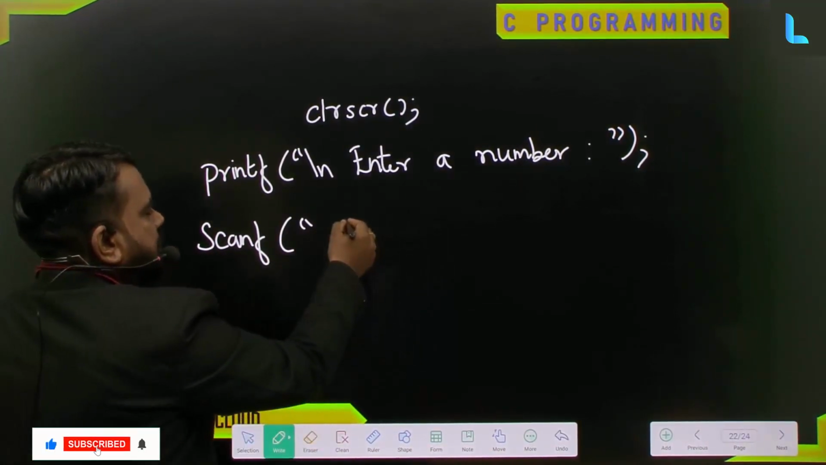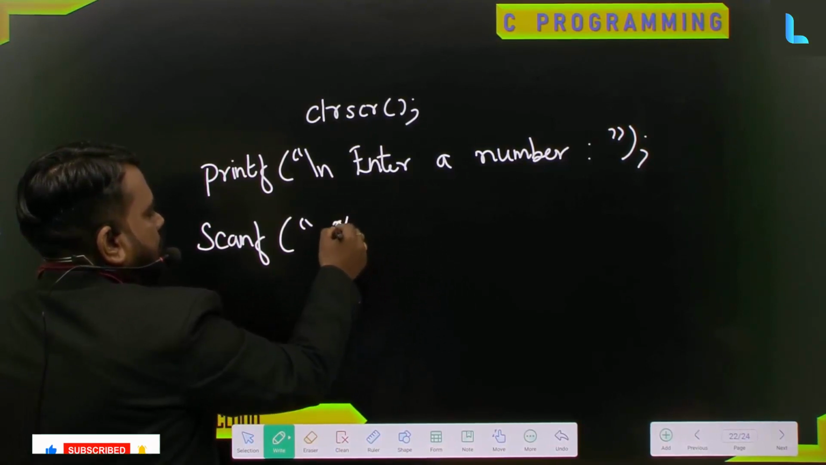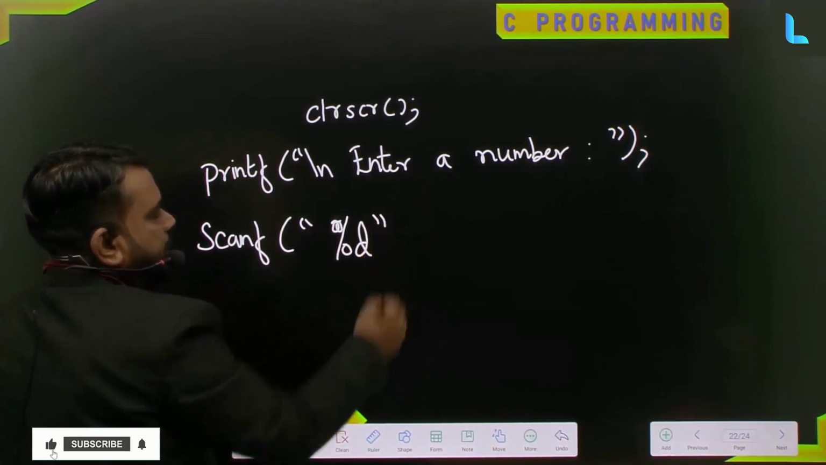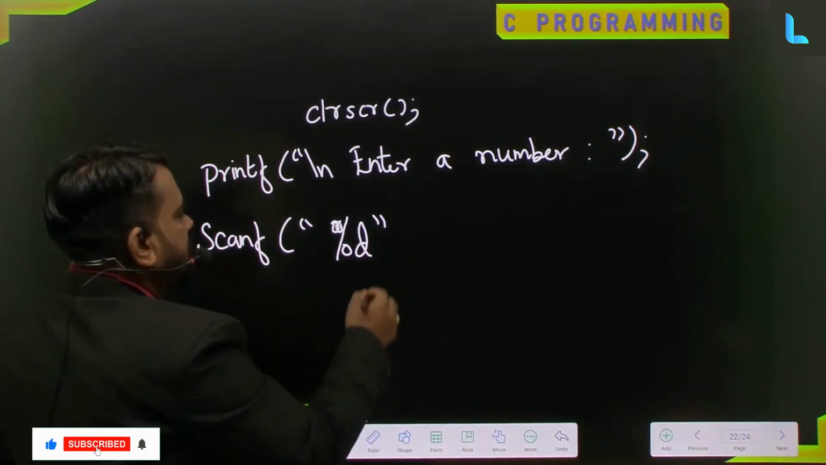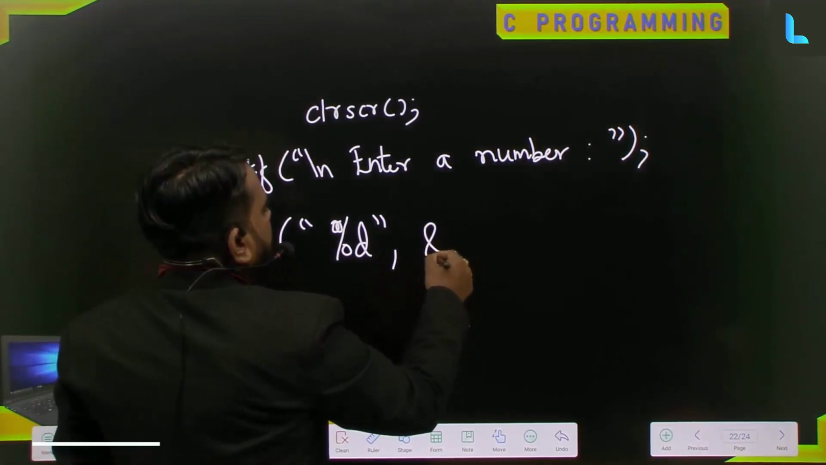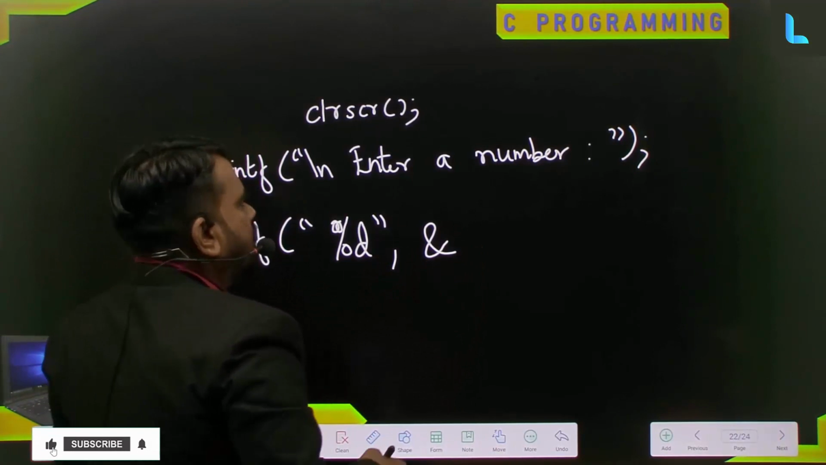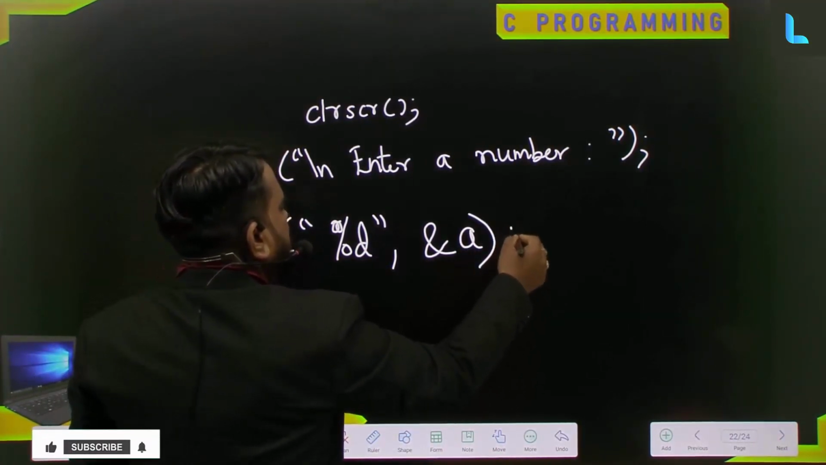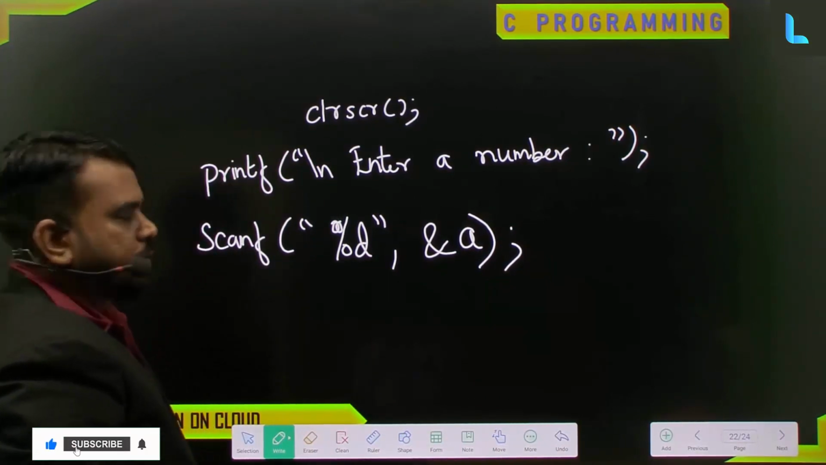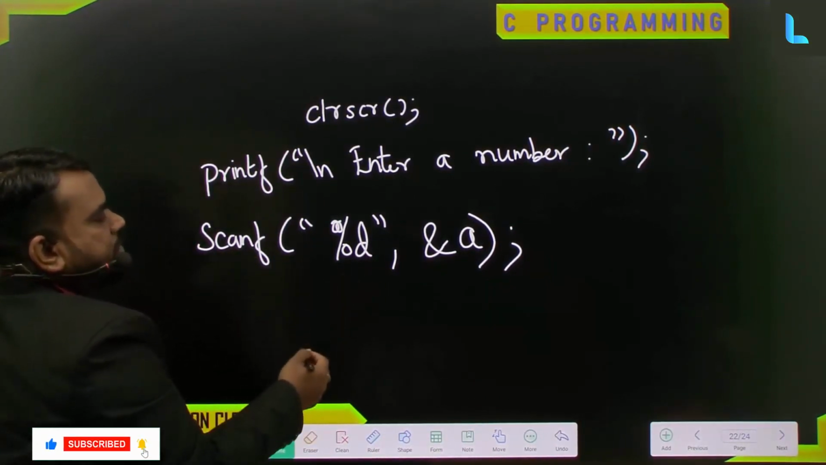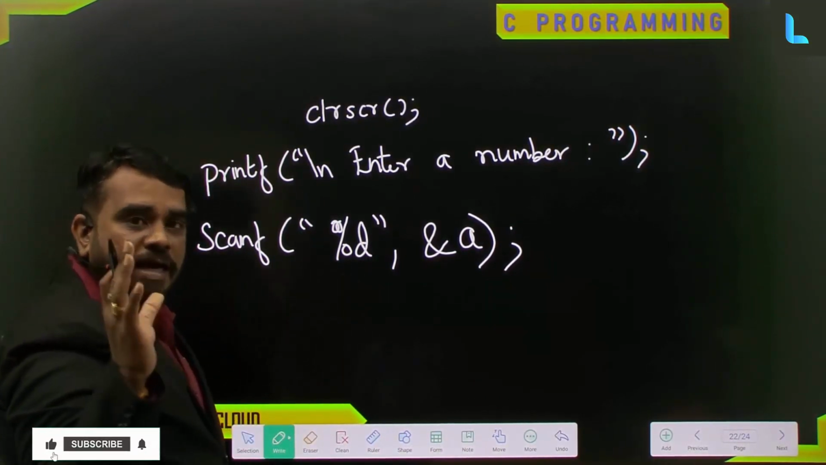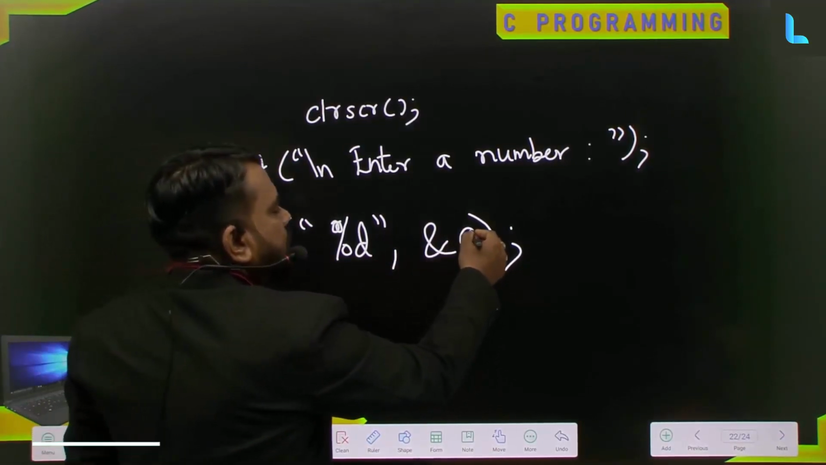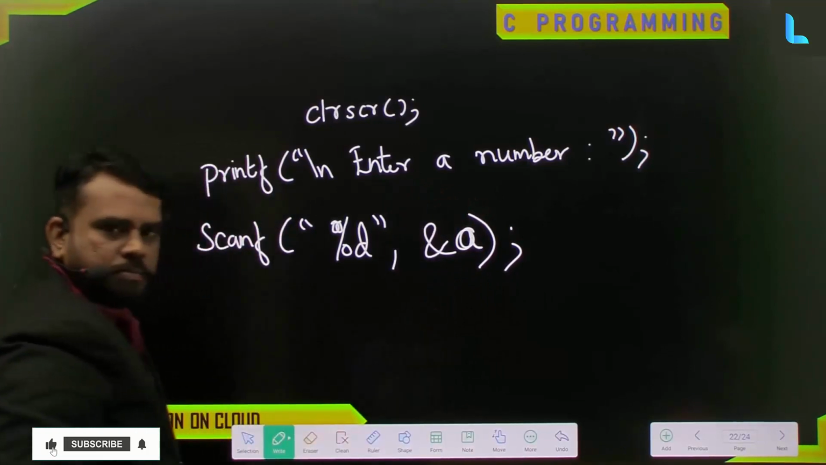And since we are accepting an integer, the access specifier which we have to mention here is %d, and use the ampersand symbol and a variable name. So here I created a variable called a, so I will give that. What this particular statement does is, it is capable of accepting an integer value and storing that in a variable called a.